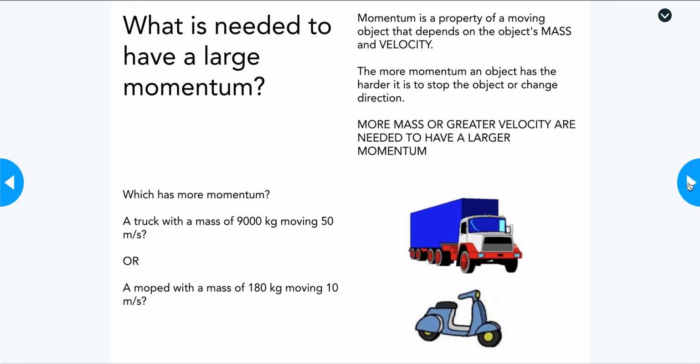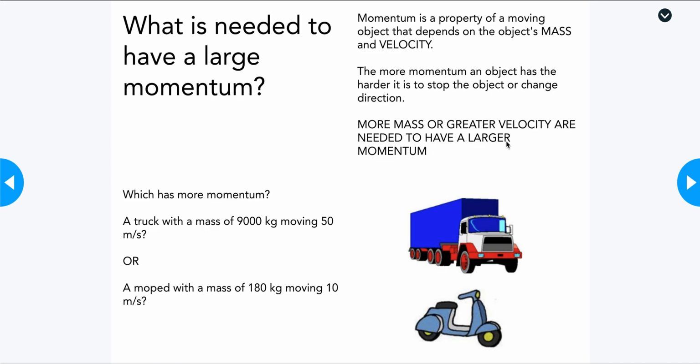All right, so what we're talking about here is momentum. And the question that we're going to try to answer here is what is needed to have a large momentum? Momentum is a property of a moving object that depends on the object's mass and its velocity. The more momentum an object has, the harder it is to stop the object or change its direction. So more mass or greater velocity is needed to have a larger momentum.